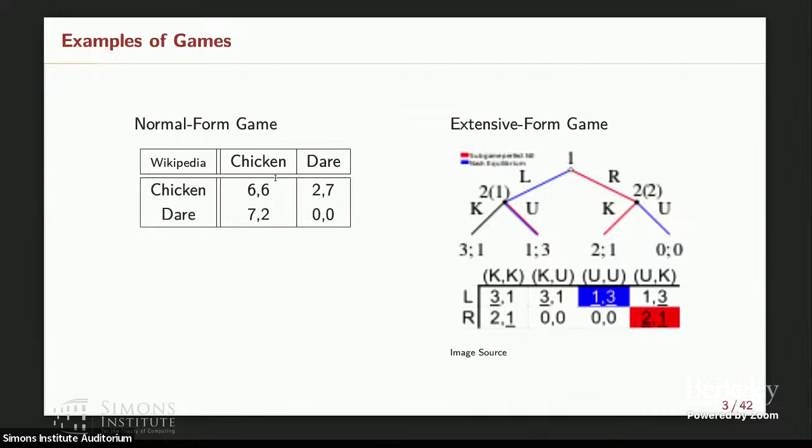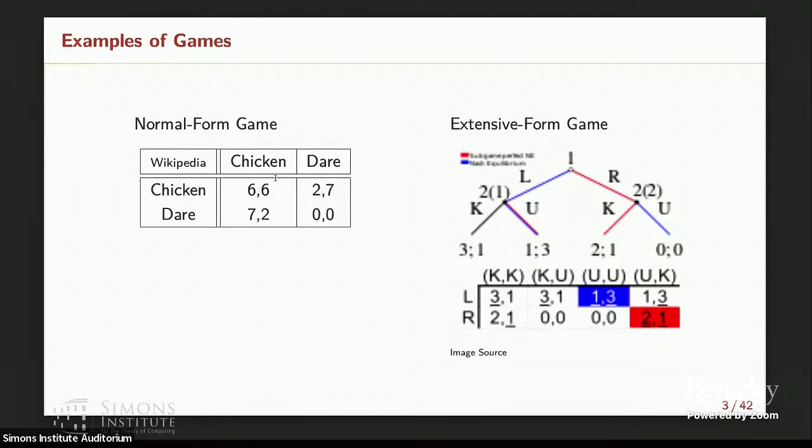And you can see that in this picture. Just to explain this picture, we have two players, player one and player two. Player one is moving up here at the top node, they can go left or right. And then player two will move at either of these two nodes, and they have two choices, K and U. So the strategies are functions, you can think of them as functions from these decision points to the possible actions.